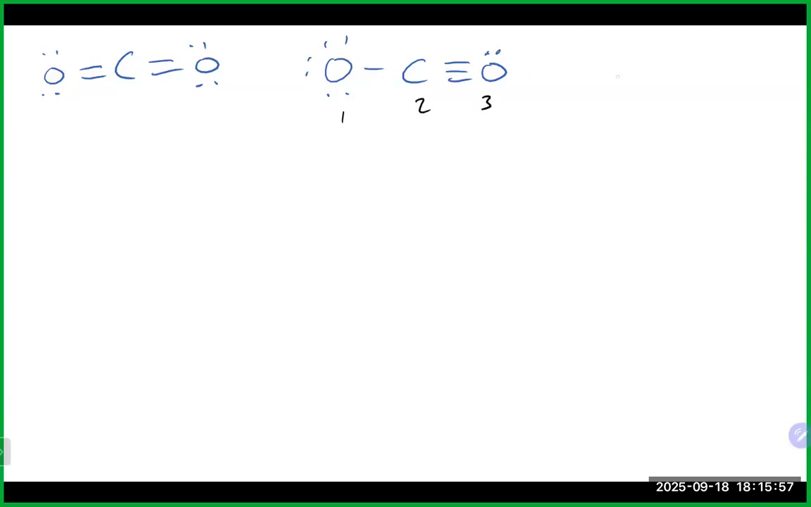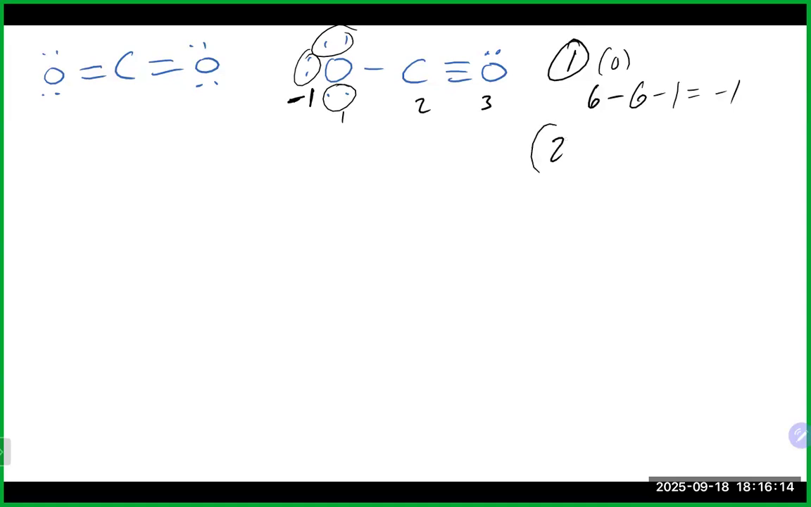For number 1 here, that's oxygen. We're going to go 6 minus, in this case, a single bond there. So that's going to give us a -1 on that oxygen. Number 2, which is our carbon, we have 4 minus no non-bonding electrons, and we do have 4 bonds. Count them there, 3 and 4 happening there.